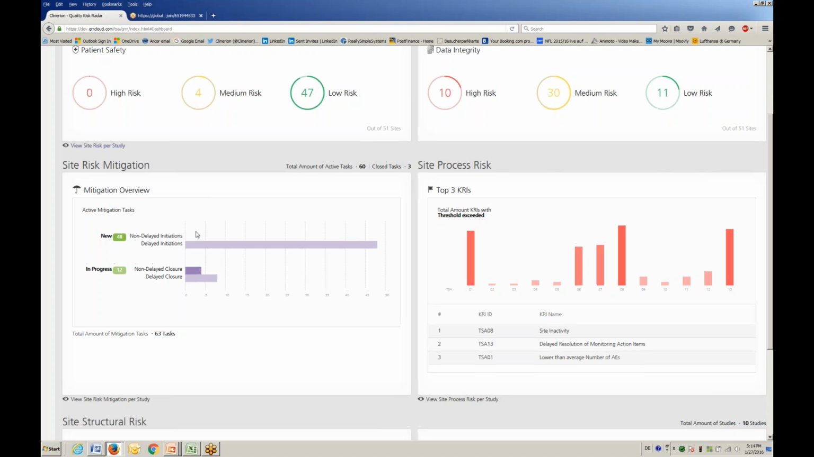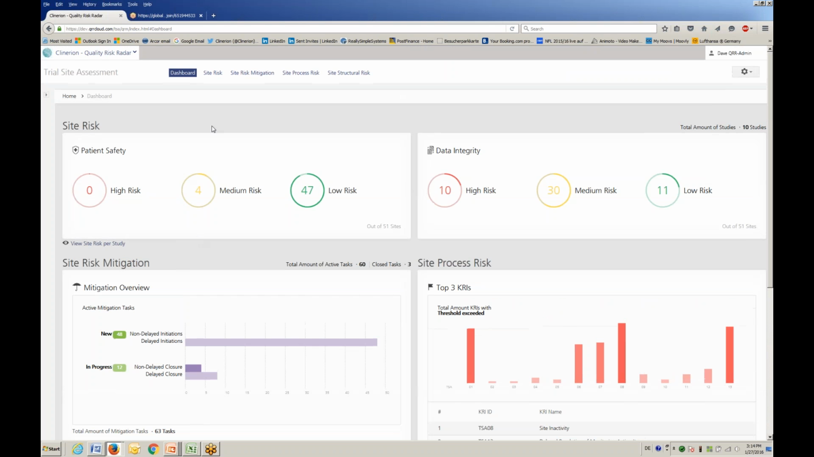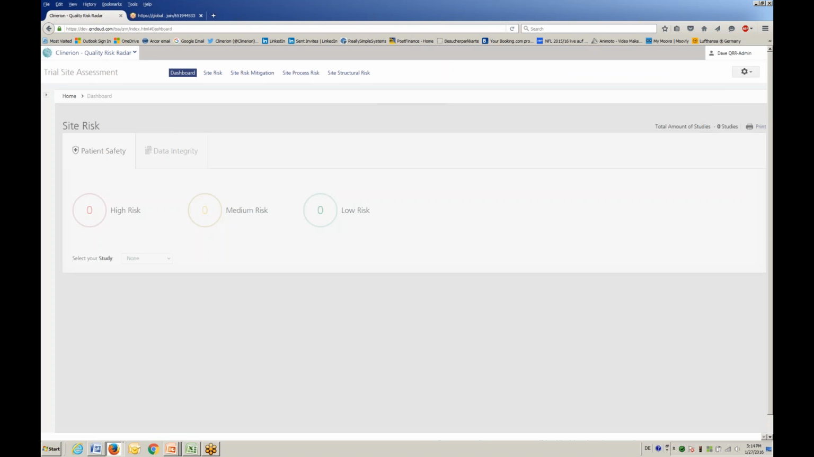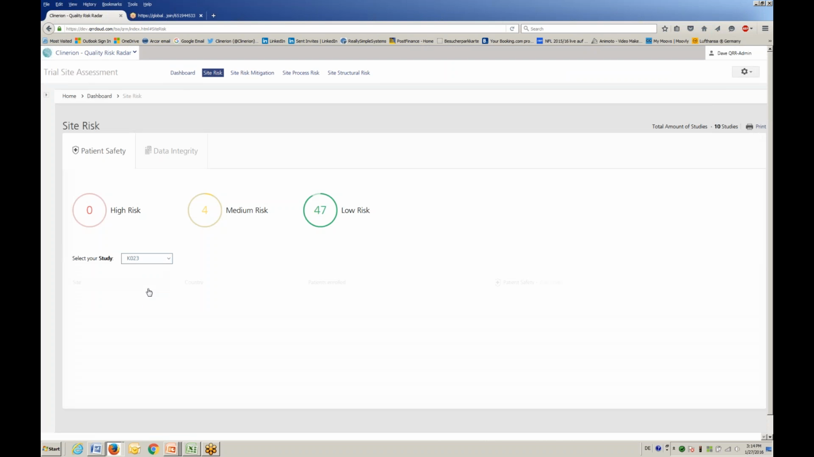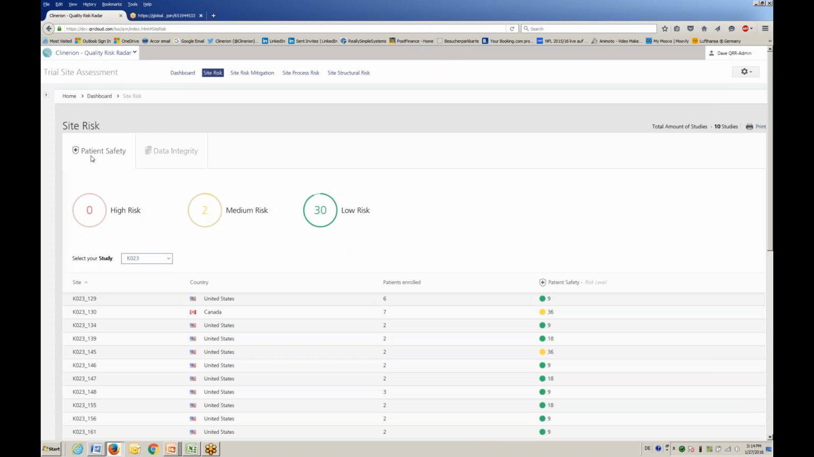Okay, so having taken a look at the dashboard here, I'd like to now delve down into further details and further functionality of the system. And by doing that, I'm going to go ahead and drill down here and look at the site risk for a given study. And so by drilling down here, I'm going to select a study, in particular K23 is what I've selected so far. And I'd also like to not focus on patient safety right now, but on data integrity, as the results are more interesting for the demo purposes here.